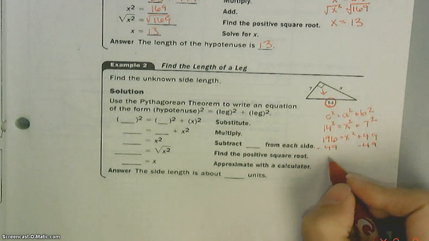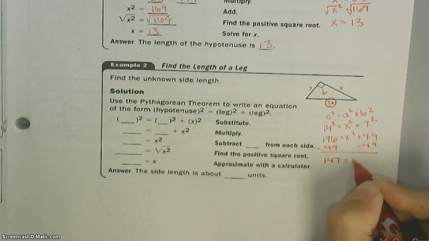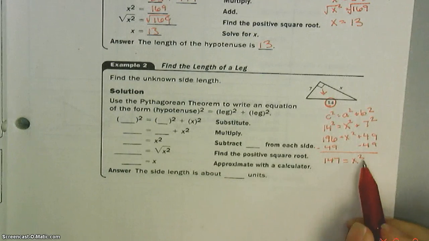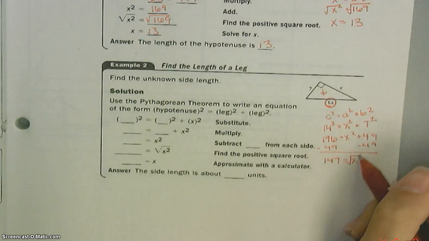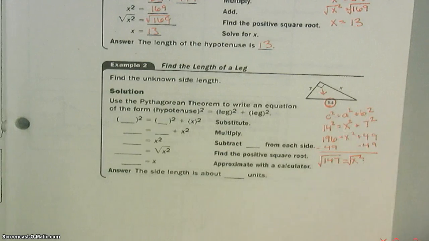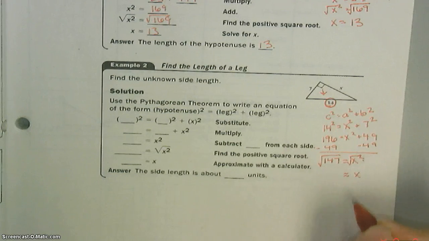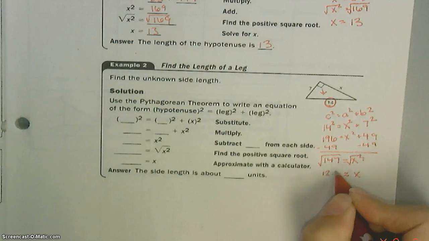We're left over here with 147 equals x squared. Same thing, I've got to get x all by itself. I don't want that squared anymore, so I take the square root on both sides. The square root of 147, oh, it's a decimal, it's okay, so I'm going to put approximately, rounded to the nearest tenth, 12.1.